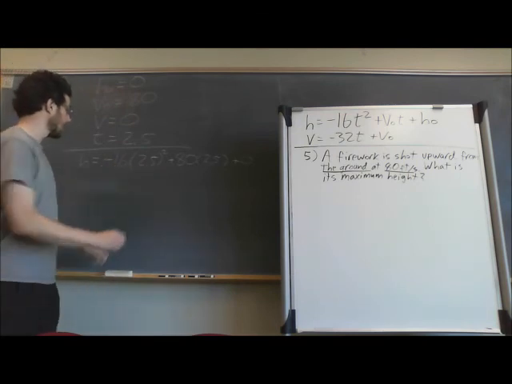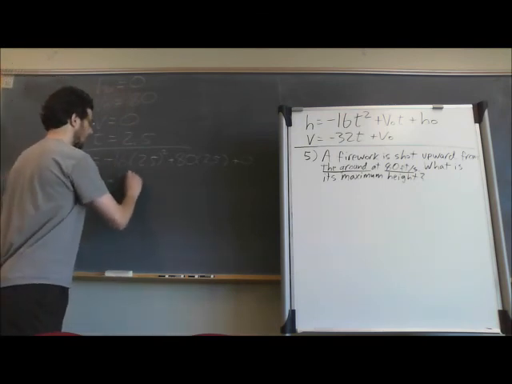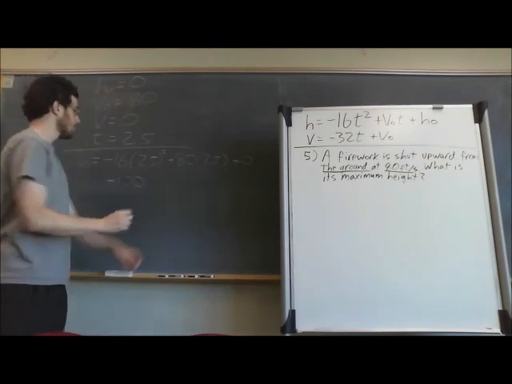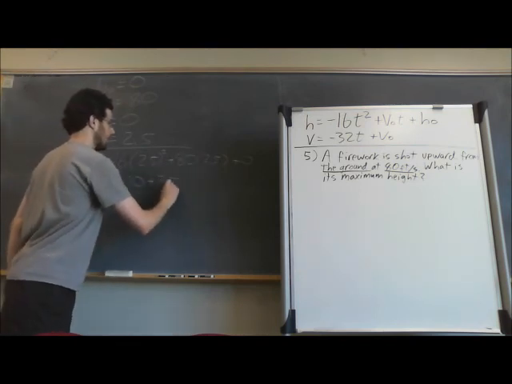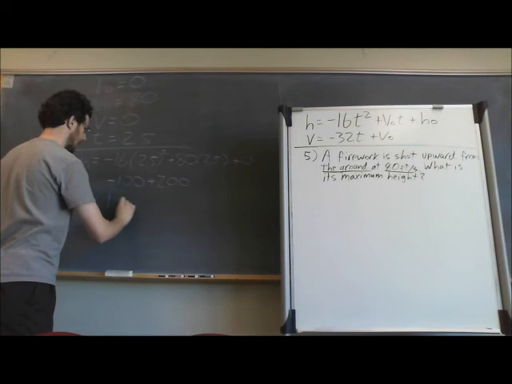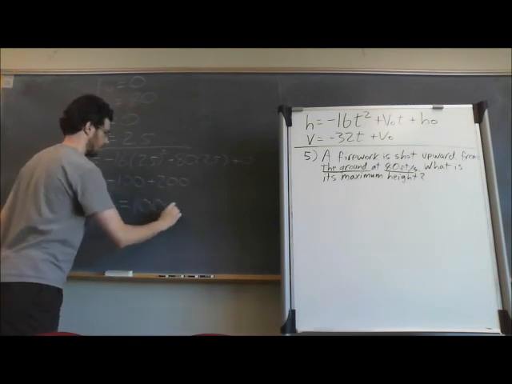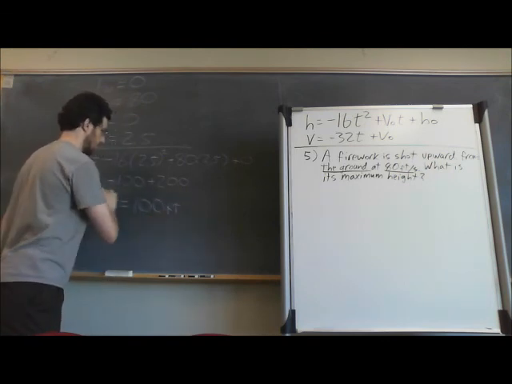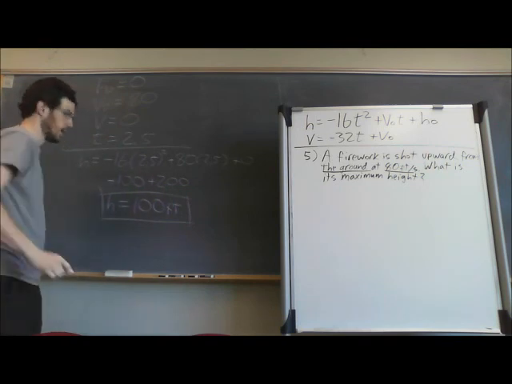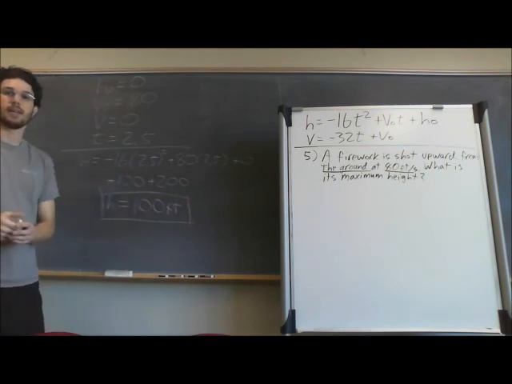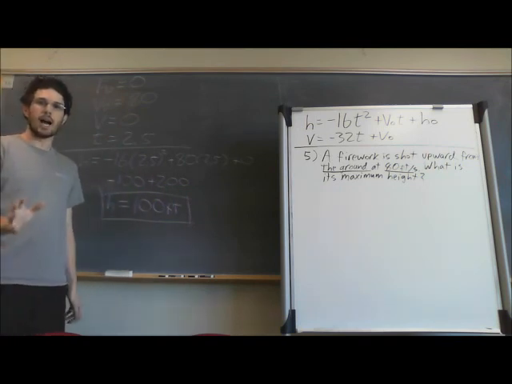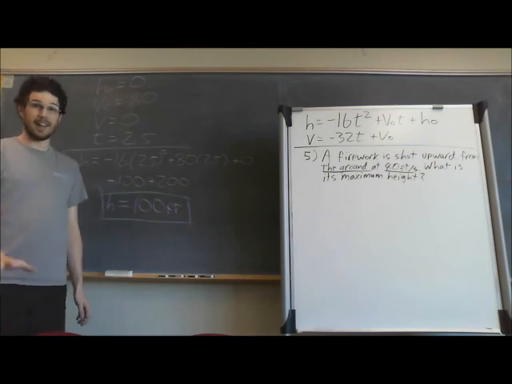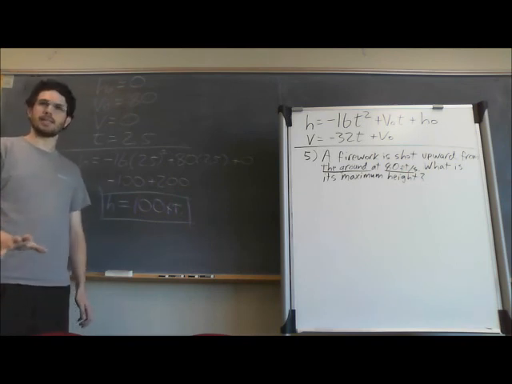2.5 squared times negative 16 ends up being negative 100. 80 times 2.5 is 200. So we end up getting height equals 100 feet. Now again, most of you got this problem correct. In fact, I don't really think anybody didn't.